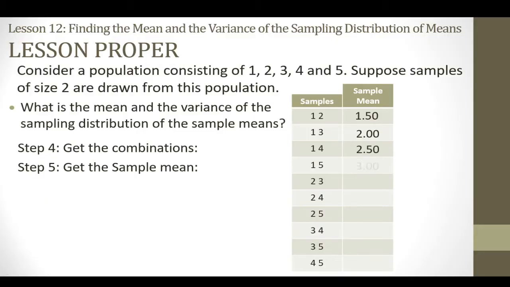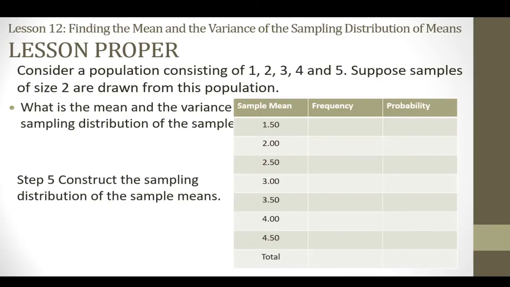the next, 3, the next, 2.5, 3, 3.5, 3.5, 4, and 4.5. Nasusundan ba? Okay, good. Next, once na map out ko na yung mga sample mean, we should construct the sampling distribution of the sample mean.